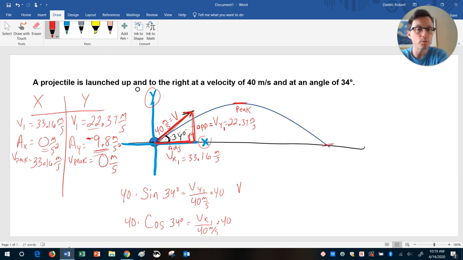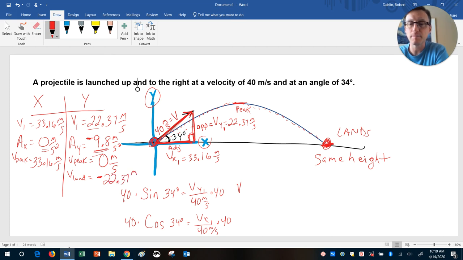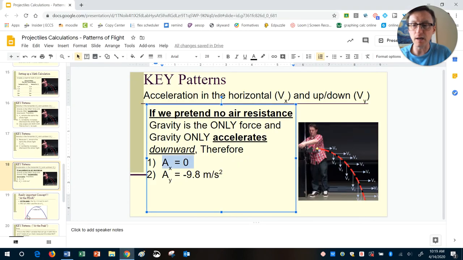Okay, another important spot is where it lands. I'm going to say velocity for the landing. An important thing for you to remember, if our projectile starts and ends at the same height, okay, it's had the same amount of time to go up as it has had to go down, which means gravity had the same amount of time to slow it down and then the same amount of time to speed it up. If that's the case, and you can do calculations to prove it, when it lands, if it lands at the same height, then the speed in the Y direction will be the same number, but it's now going downward, so it is now a negative number.